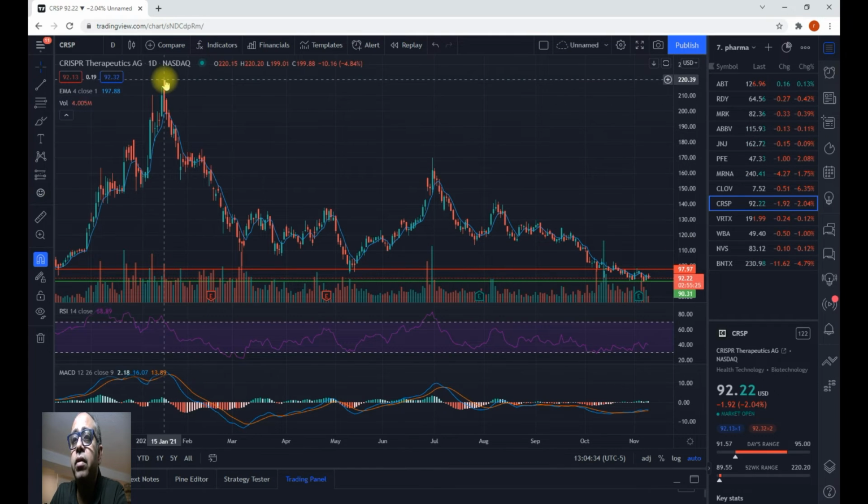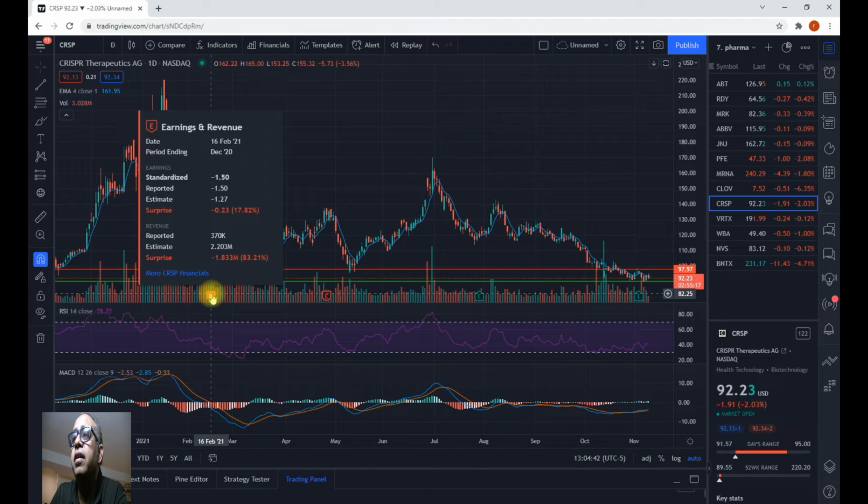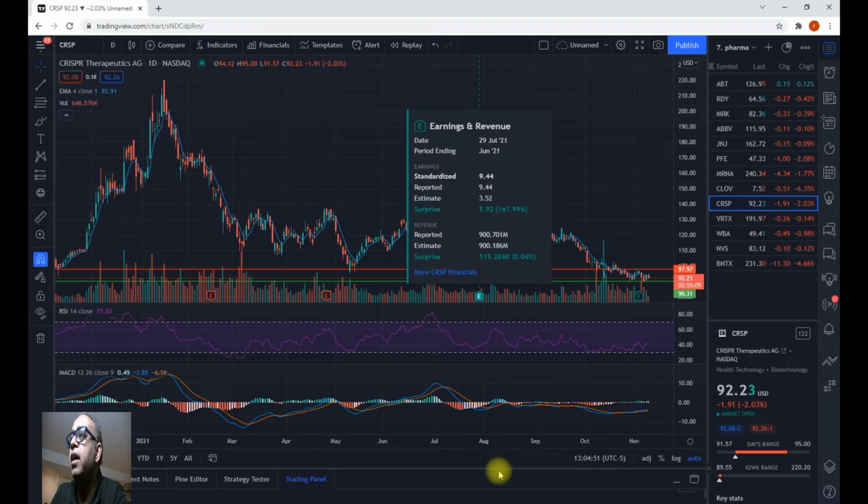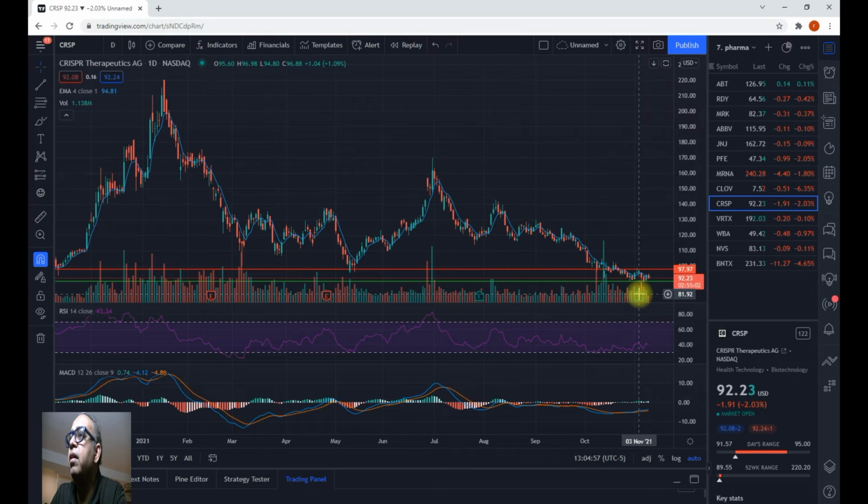If you look at earnings, they had negative surprises and negative earnings, but they started bouncing back in August. They came out positive and they exceeded the estimation. And if you look at the latest earnings report, they have exceeded the earnings expectations.